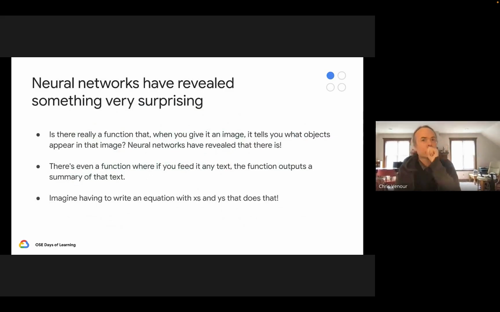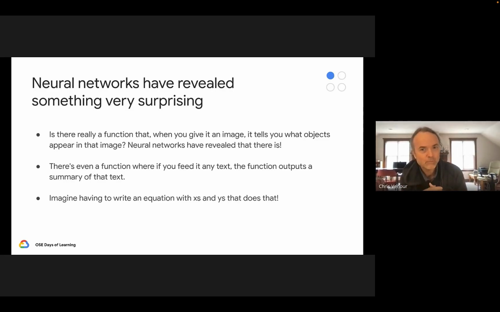Okay, wow. So I admire his passion, but is he right? For example, think about the problem of recognizing objects in a photo. Does there really exist a function where you feed it the pixel values of any image, and that function can tell you what objects are in the image? Is there really an equation that you could write with a pencil on a piece of paper, an equation with x's and y's that could actually do that?